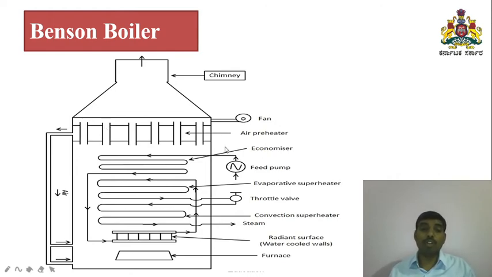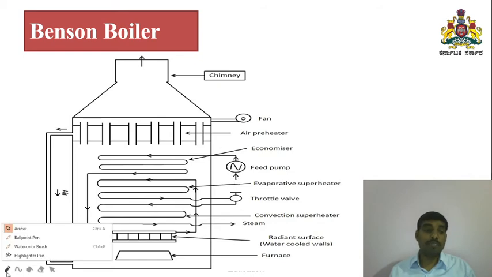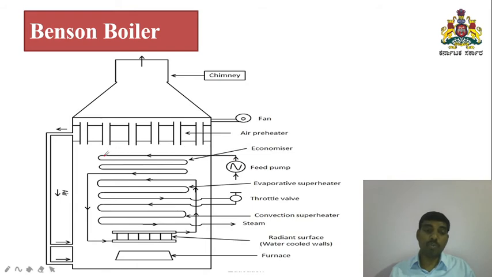So already we know that we have a feed pump here. From the feed pump, water will be supplied to the economizer. From the economizer, the water flows to the radiant superheater or radiant surfaces, that is, water cooled surfaces. So this is above the furnace. Here the actual combustion will occur. Due to combustion, the flue gas will flow upward, and the flue gas has some amount of heat that will be transferred to the radiant superheater. We can call this a radiant superheater.